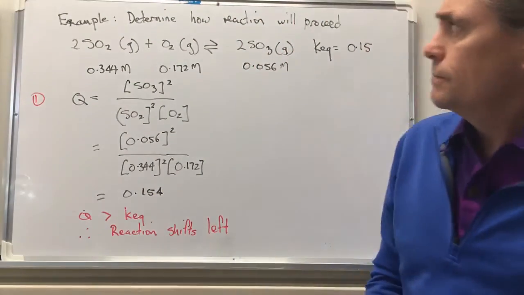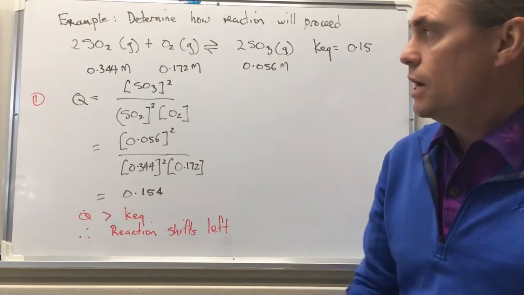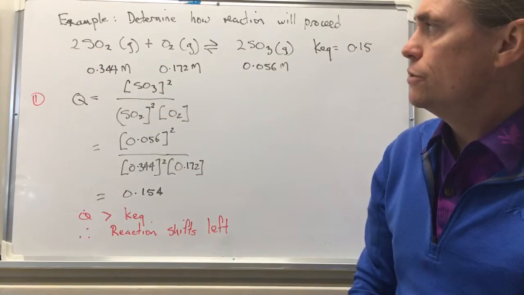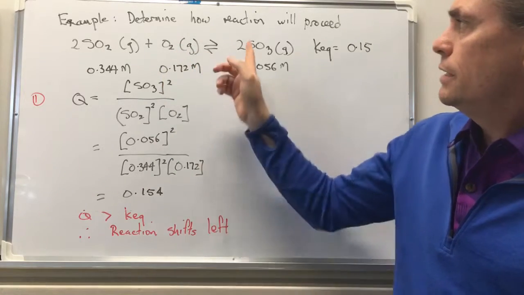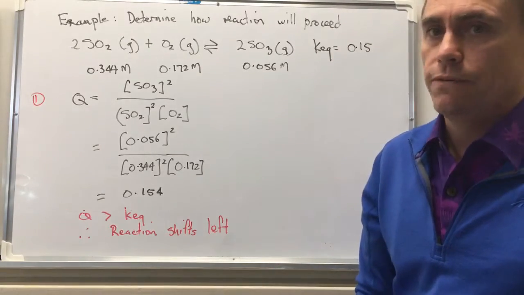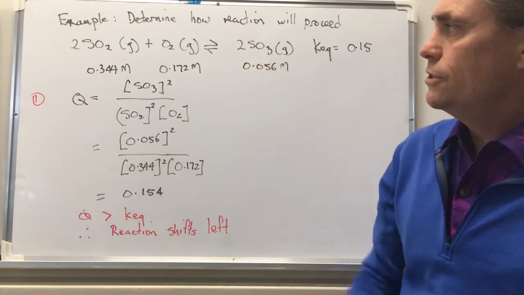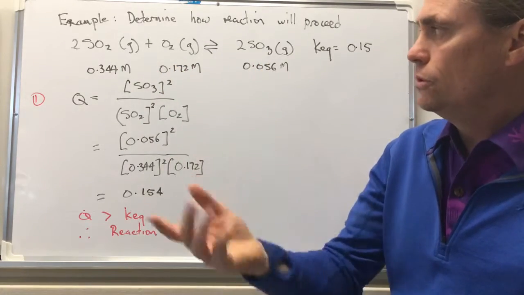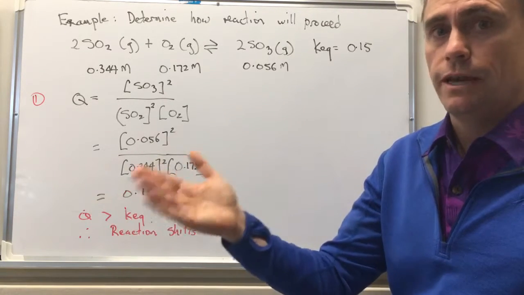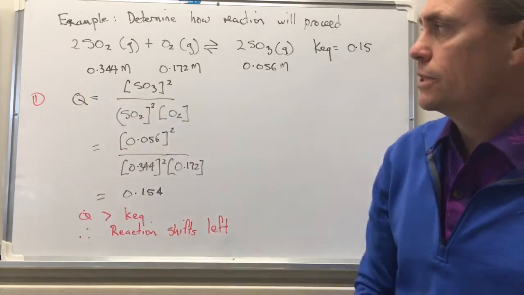We've been given a question to determine how the following reaction will proceed, whether it will shift to the left, shift to the right, or whether it will be at equilibrium. So our reaction, we've got 2 moles of SO2 reacting with 1 mole of O2 to give us 2 moles of SO3. We've also been given the equilibrium constant as 0.15. And you'll notice we've been given 3 sets of concentrations, all our initial concentration, and we're asked to determine whether this will shift to the left, shift to the right, or be at equilibrium. So the first step is to calculate our reaction quotient.